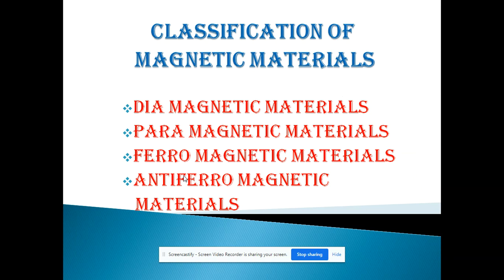So today we discuss what the classifications of the magnetic materials are, that is, the types of magnetic materials. The important magnetic materials are diamagnetic materials, paramagnetic materials, ferromagnetic materials, and antiferromagnetic materials.